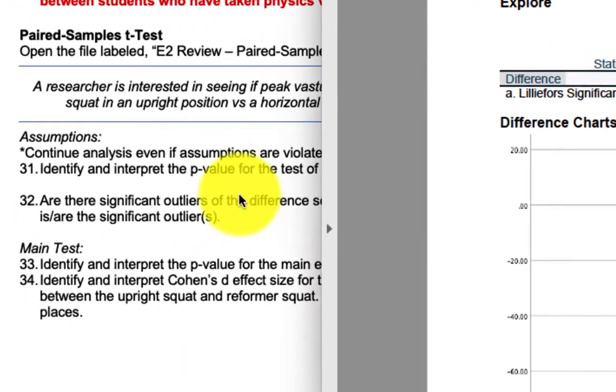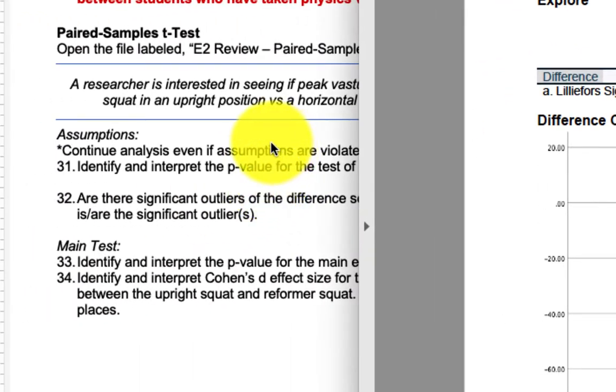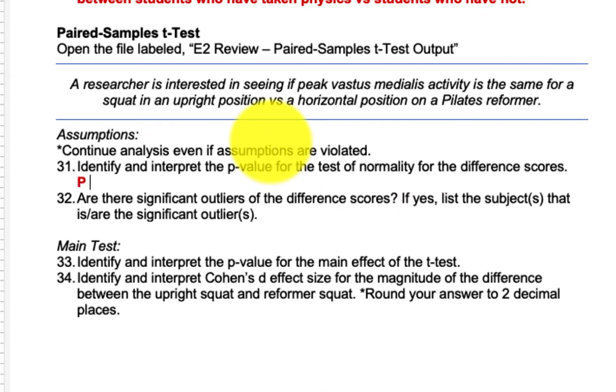Okay, so in this case, our p-value is 0.013, which is less than 0.05. That tells us we reject the null hypothesis. And the null hypothesis for a Shapiro-Wilk test is that our sample distribution is normally distributed, right? So in this case, we would interpret this as the difference scores are not normally distributed because we have rejected the null hypothesis.